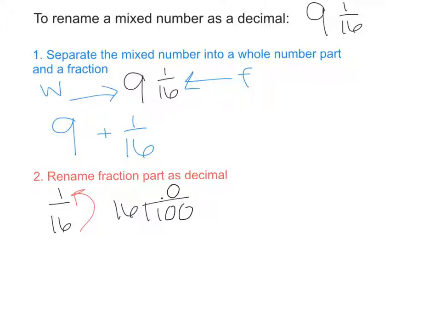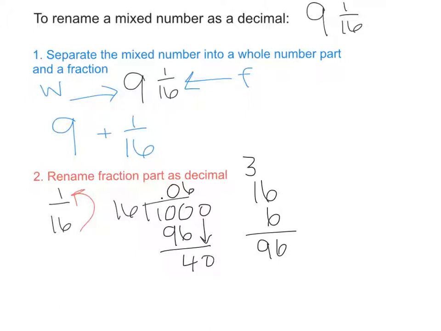So now we can do 16 into 100, which goes in 6 times, and 16 times 6 is 96. So now we have a remainder of 4. 16 can't go into 4, so we have to bring down a 0. 16 into 40 is twice. 16 times 2 is 32.